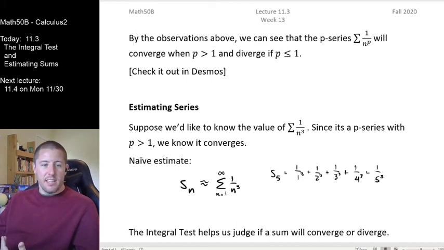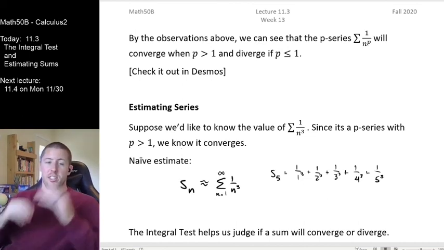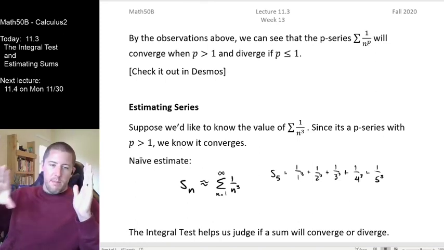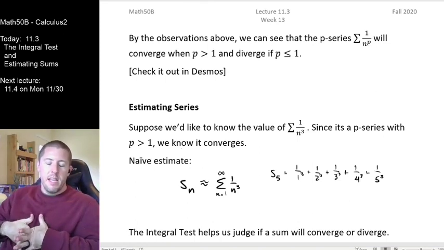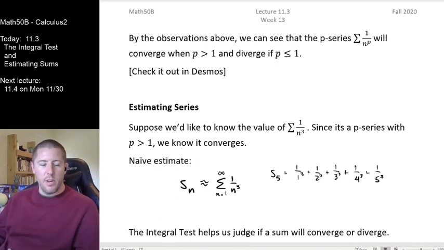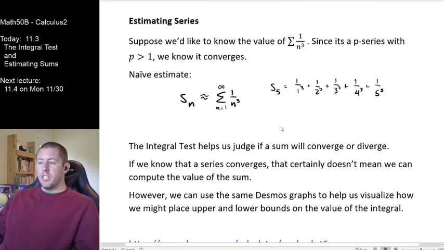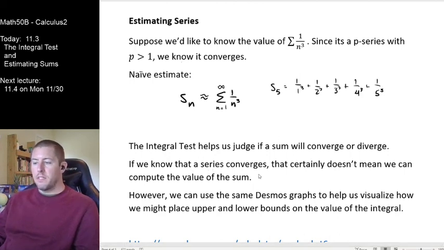This is obviously our lazy person's way of doing this. Maybe we want to say, listen, we shouldn't just look from 1 to 5. I still want to make this consideration from 1 to infinity, but I don't want to have to do an infinite number of sums. So how can we do this a little bit smarter? What we saw was that the integral test will help us judge if a sum will converge or diverge. We also know that if a series converges, it doesn't necessarily mean that we can compute the value of a sum, right?